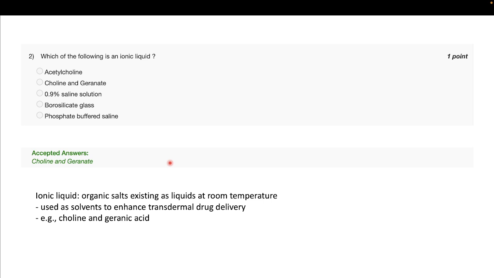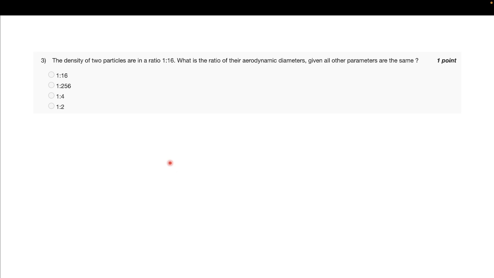Okay, I'll move on to the next question then. Next is: the densities of two particles are in a ratio of 1:16. What is the ratio of their aerodynamic diameters, given all other parameters are the same? If you know how aerodynamic diameter is calculated, you'll be able to answer this. Let me know if you can. If not, then we'll discuss.